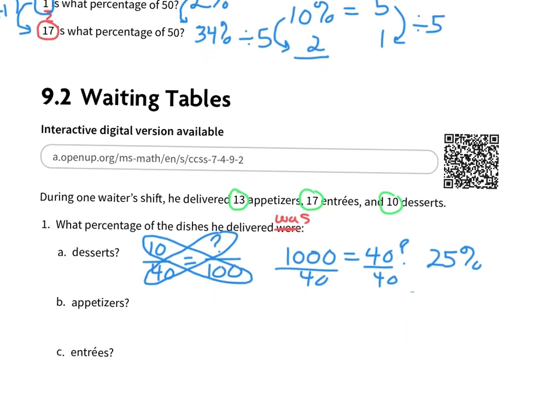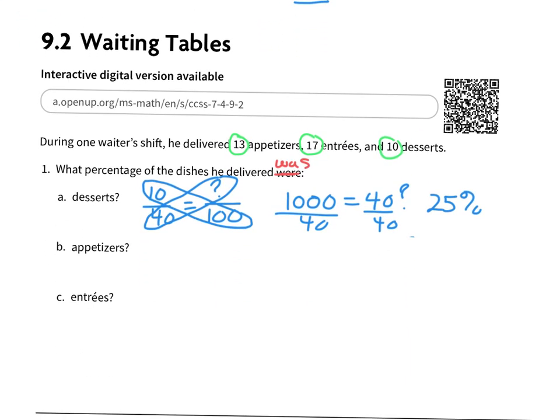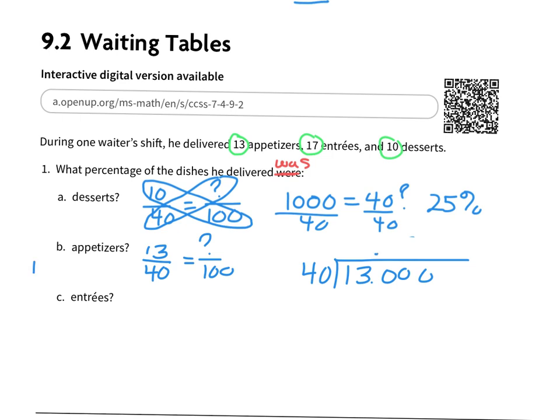For the appetizers, same idea, except now we have 13. 13 over 40 equals some number over 100. Or, if you prefer, and you could use your calculator here too, 40 goes into 13, or divide. Remember, if you're doing your calculator, that's 13 divided by 40. When you divide it out, you're going to get a decimal. So if I did the long division for the appetizers, I would get 0.25. That's the decimal. Move the decimal over 2 places to get the percent.